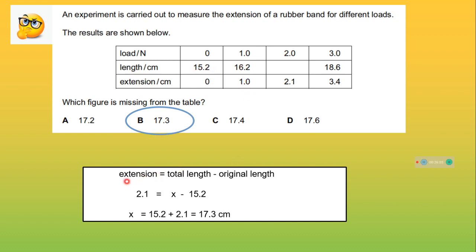So similarly, extension is equal to total length minus original length. Now extension is here 2.1. Total length, let's consider x. This is the total length missing, minus the original length, 15.2. Now x is equal to 17.3 centimeter.